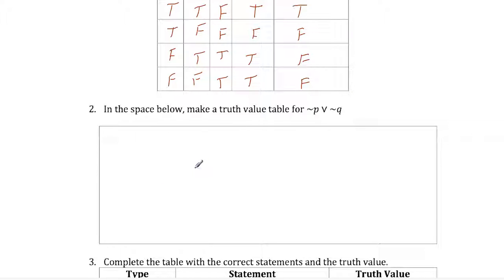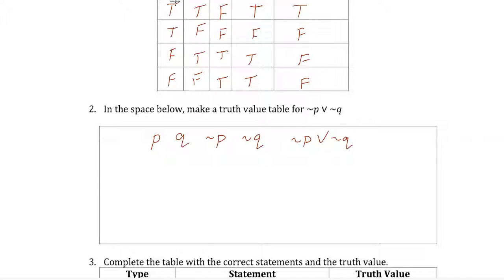For this space, we want to actually make a truth value table for not P or not Q. So first off, we want to start with P. We want to start with Q. We're going to need a not P. We're going to need not Q. And then, of course, we're going to need the final not P or not Q.